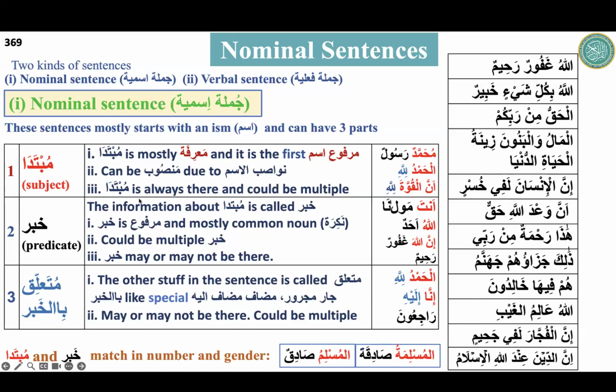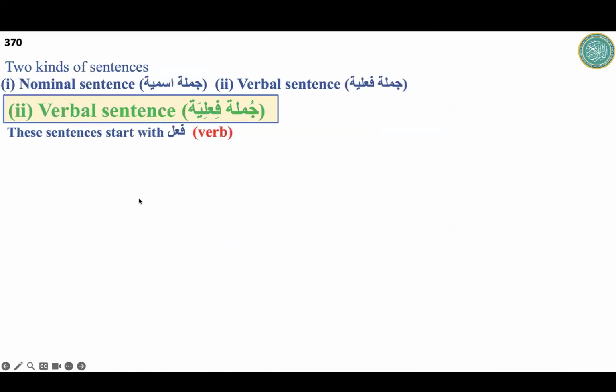So I will start directly with the verbal sentence. The sentences which start with fi'l. In Arabic we say fi'l, and in English we say verb. Just to recap, first thing we know is what a verbal sentence is. A verbal sentence starts with a verb, fi'l.